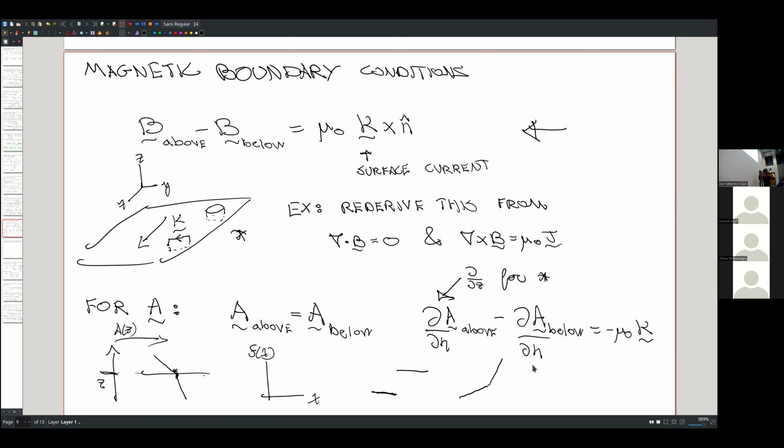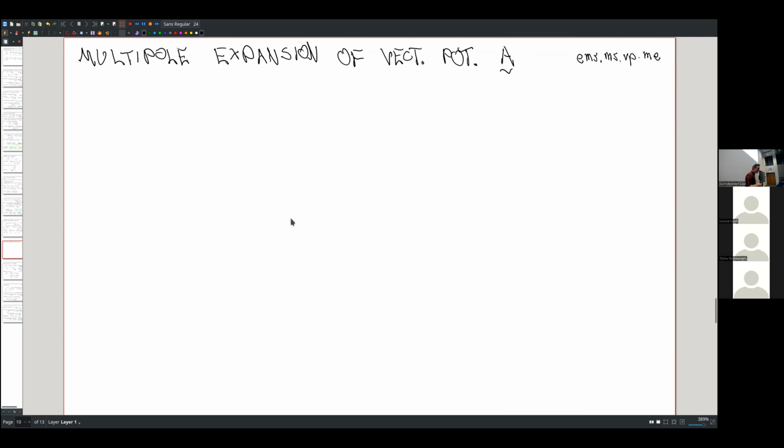But it's not like you do a derivative here like that. It's really both derivatives you do the normal way. One's above, one's below, and you take the value of this one minus the value of this one. Okay? I think I'm running out of time. Next time I will entertain you, enlighten you with the multipole expansion of the vector potential. Just a couple of comments on it.